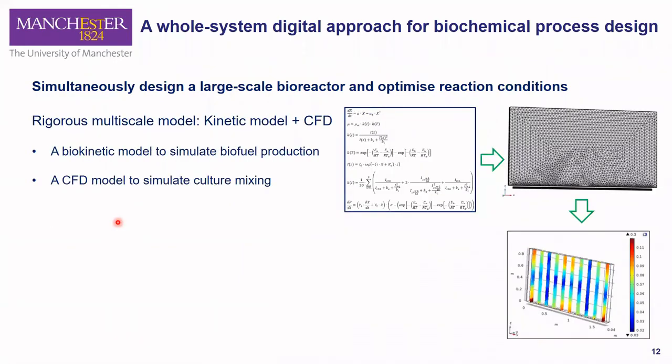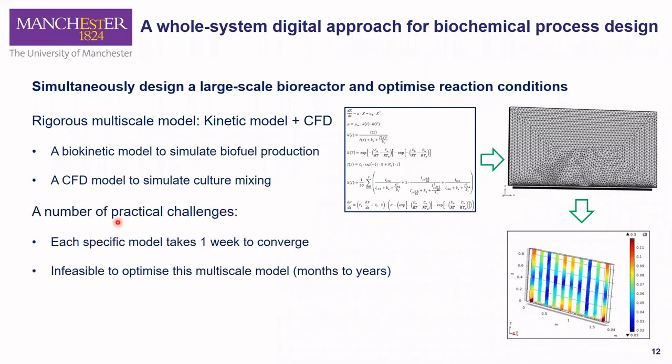In this case, by using traditional chemical engineering knowledge, we can build a kinetic model to simulate the bioreactions. And then we can build a CFD model, which is computational fluid dynamics. That one can be used to simulate the fluid dynamics of a large-scale bioreactor. In principle, we can combine these two models to build a multi-scale model and use this model to predict and to optimize the reaction condition and the bioreactor condition.